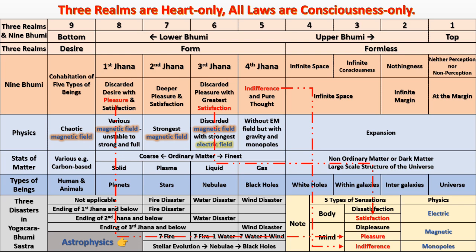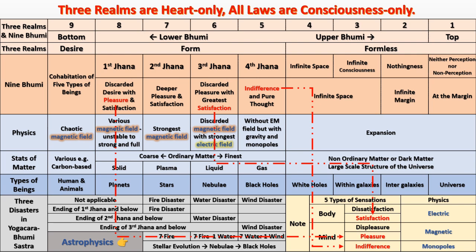Due to time constraints, the following is a very brief description. Beings in the desire realm, because of their desires and complex mental factors, have very chaotic magnetic fields. Beings in the 1st Jhana have discarded worldly desires like us humans, and they achieved pleasure and satisfaction. Therefore, their magnetic fields are more stable. But because their bhumi is close to the desire realm, their magnetic field is not strong enough. The 1st Jhana is separated into 3 levels. Their levels of pleasure and satisfaction vary from weak to strong and their shapes from nothing to full. These beings are various types of planets.